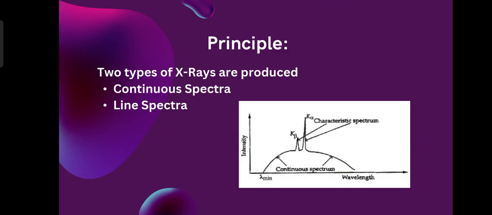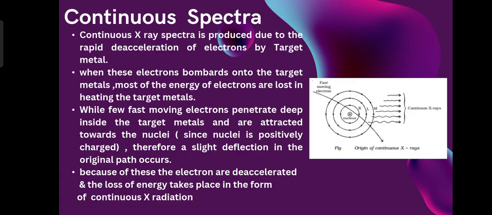So in the previous diagram, we can see the graph representing the continuous spectra. There is a continuous spectra, and this continuous spectra has a wide wavelength. Okay, so consider, for example, it has a wide wavelength.